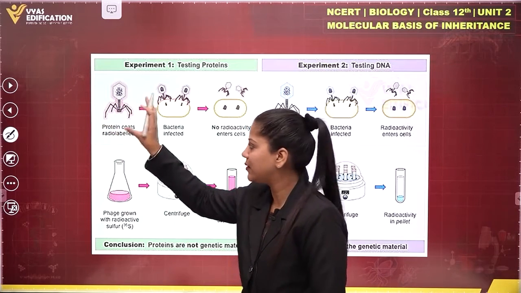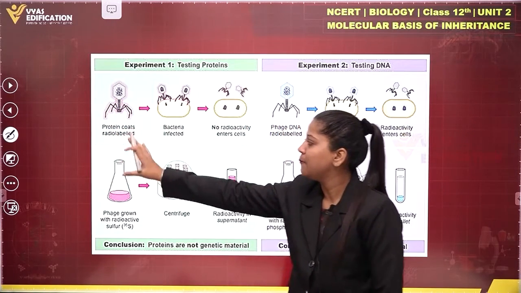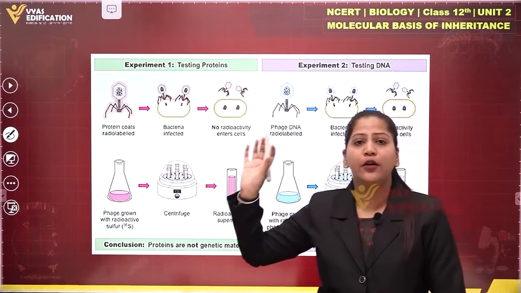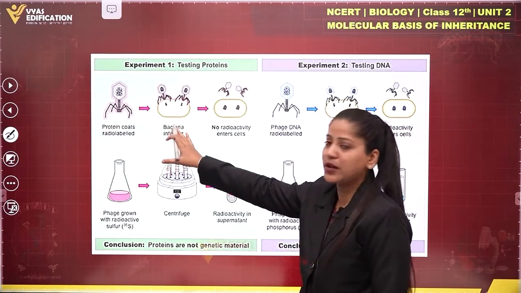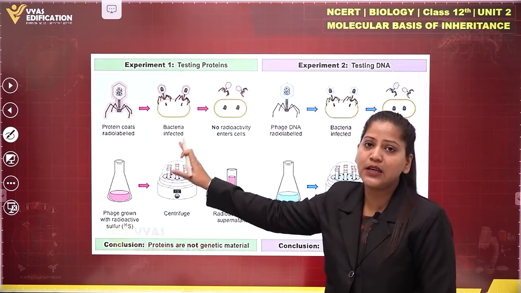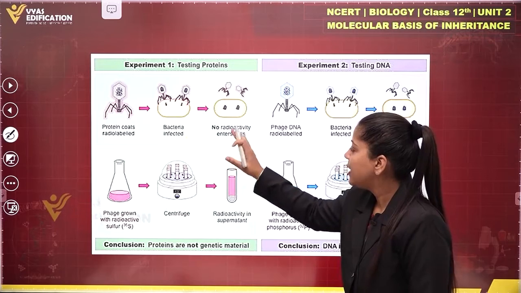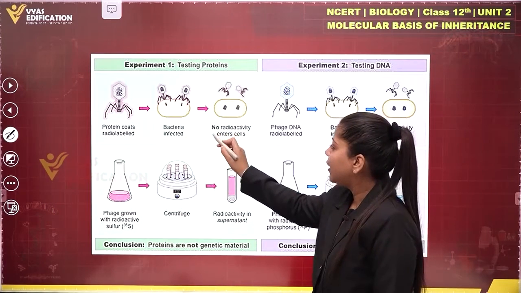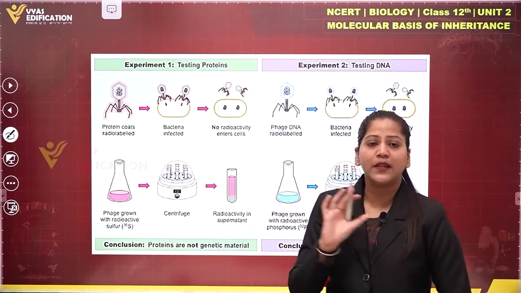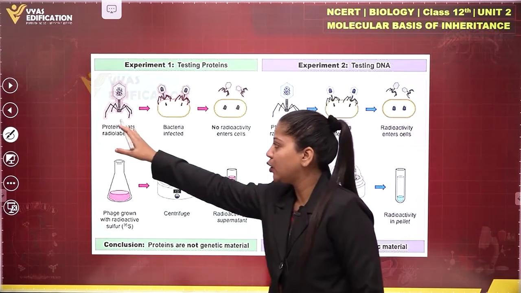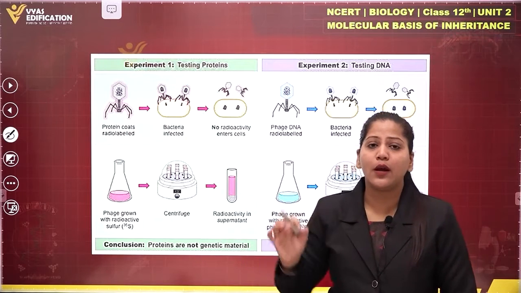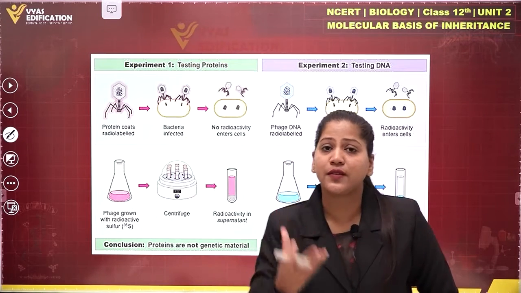The scientists radiolabeled the protein coats of this virus and allowed this bacteriophage to infect bacteria such as E. coli, or Escherichia coli. Then they analyzed it and no radioactivity was found in the Escherichia coli when it was infected with the bacteriophage which was labeled with radioactive sulfur.